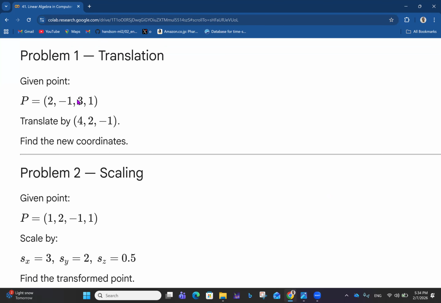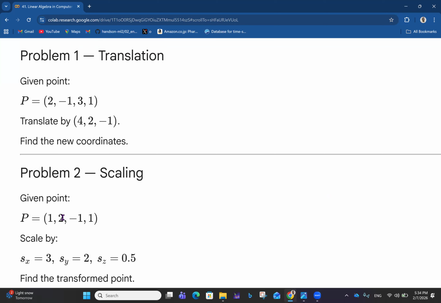Given point 2, -1, 3, 1, translate by 4, 2, -1, find the new coordinates. So of course, for the whole translation thing, you're going to form a 4 by 4 matrix, a 4 by 4 unit matrix, but on the last column, you put 4, 2, -1, and then you multiply by this P. And then you follow all that step.